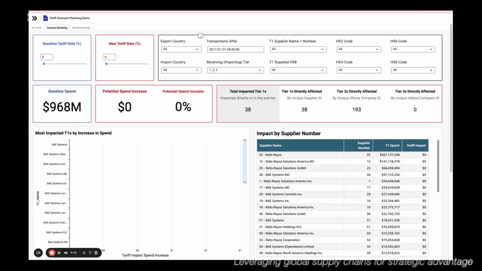This is where our new Tariff Scenario Modeling dashboard comes into play. This dashboard transforms the way you comprehend and manage tariff fluctuations across your entire supply chain. What sets this tool apart is that it doesn't merely identify whether your goods pass through potentially impacted trade lanes. It calculates the actual share of your end product's cost that could be affected by tariff changes.